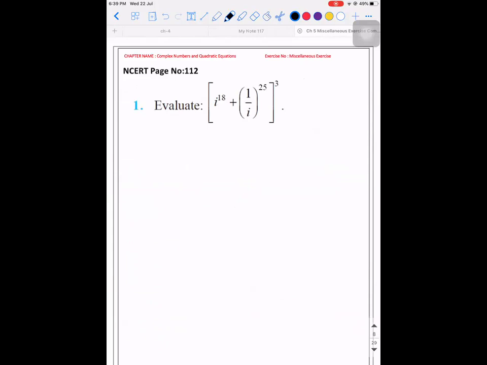So NCERT page 112 now starts. Now we are starting the exercise problems. Okay, guys, concentrate. Evaluate means they are asking you for the simplified form. So i power 18 is equal to how much? Divide by 4. What will be the remainder? 2. So i square is minus 1. i power 25 is how much?